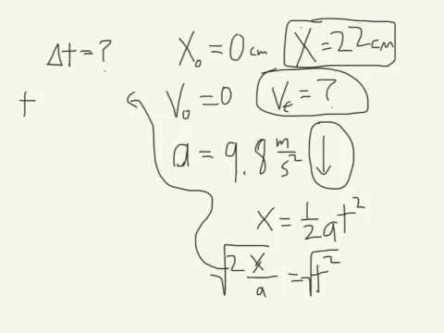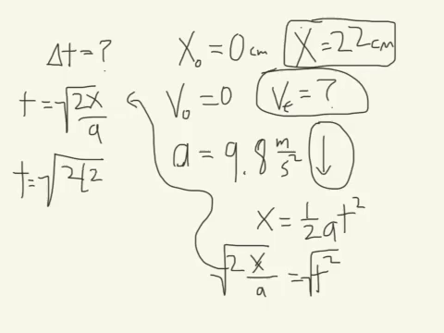So what we're left with is t equals the square root of 2x over a. And we've solved for our unknown variable that we were curious about, and we can just put in the numbers. Or can we? Let's see what happens if we put in 22 centimeters for x, and we put in 9.8 meters per second squared for our a.